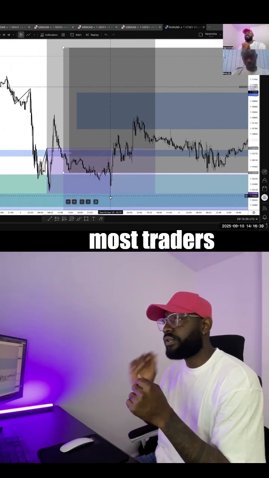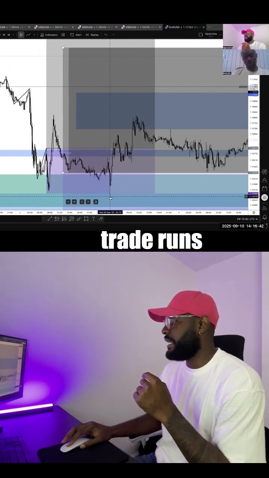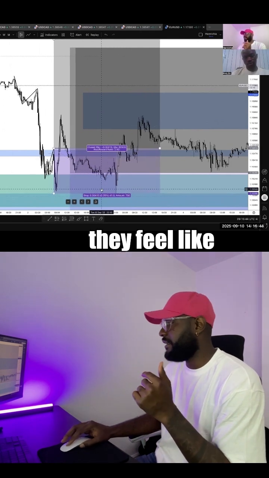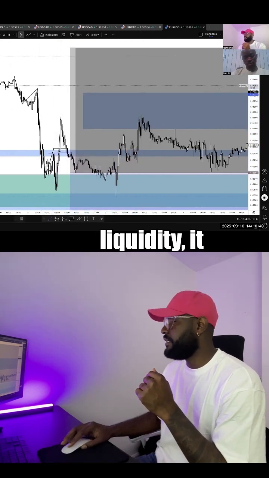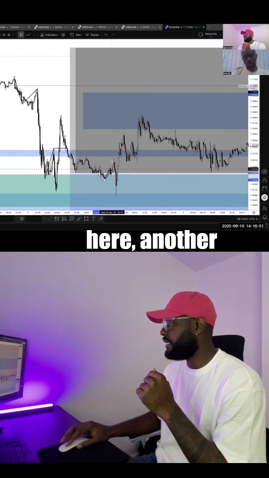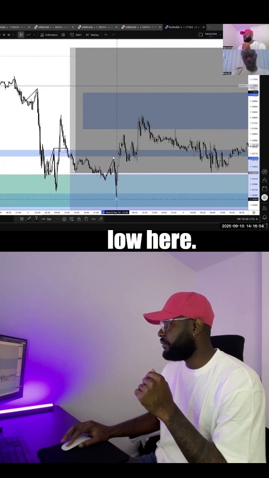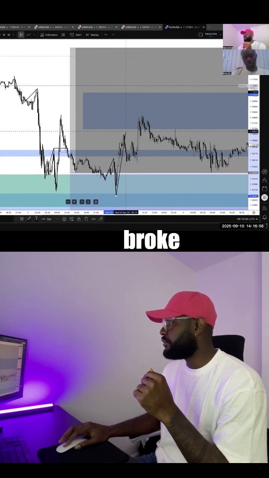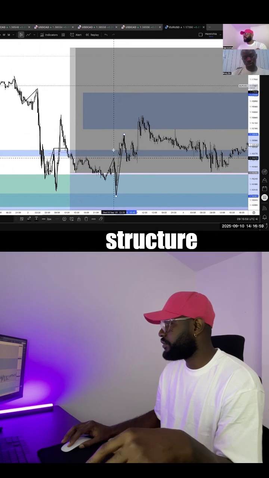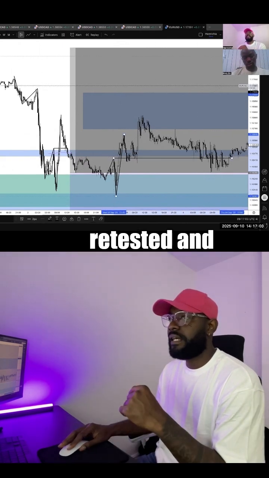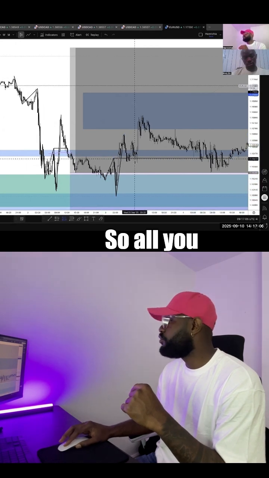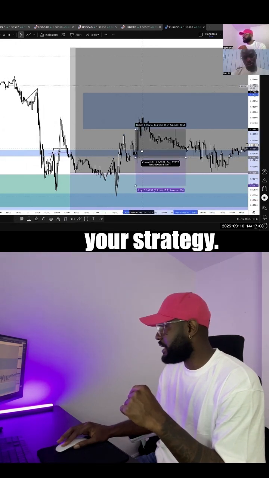What most traders do is when the trade runs their stop, they basically lose hope and feel like this trade is not going to work. But look what happened eventually. After taking that liquidity, it created another low here, another high, another low here, rallied and broke structure. And after it broke structure here, came back down, retested, and still rallied. So all you have to do is follow your strategy.